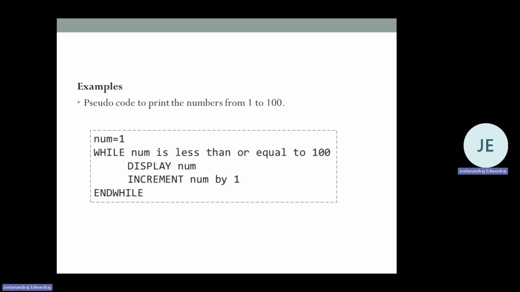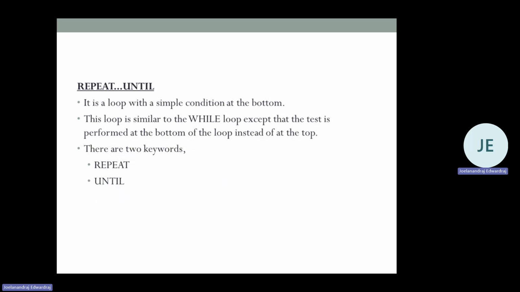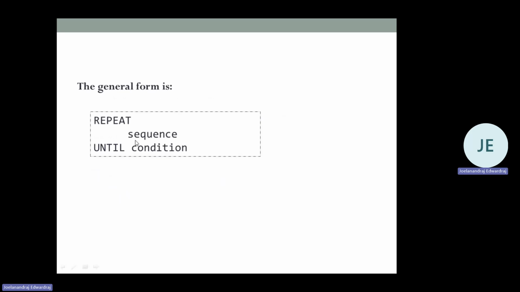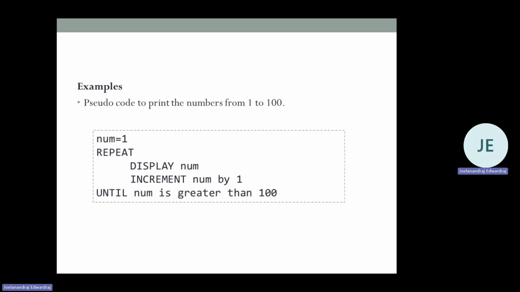So repeat until will repeat a set of actions. First, it will do the task, and then it will check whether I have to continue or not. So it uses 2 keywords, repeat and until. It repeats a sequence until a condition is true. Sometimes you might see this coming repeatedly again and again, but you have to go through it. So this pseudocode prints numbers from 1 to 100, right?